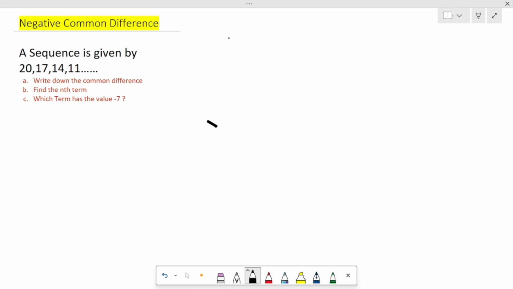So I'm going to write here D, which is going to be 17 minus 20, or you can take any term like 14 minus 17 as well. I am going to take the first and second terms. So this is going to be minus 3. Why minus 3? Because 20 is greater than 17 and 17 is smaller, so that's why this is going to be negative. Even if you do 14 minus 17, you are going to get the same answer. Okay, so this is the common difference. This is an easy question.